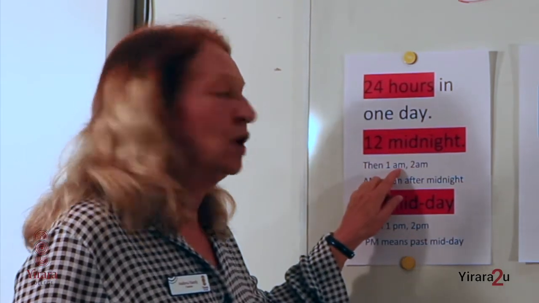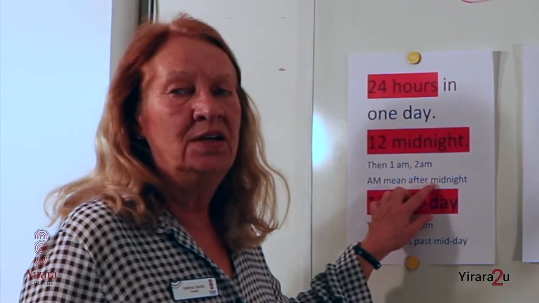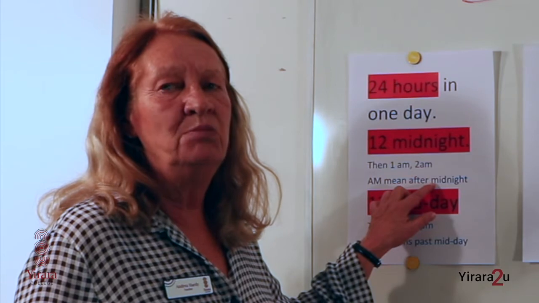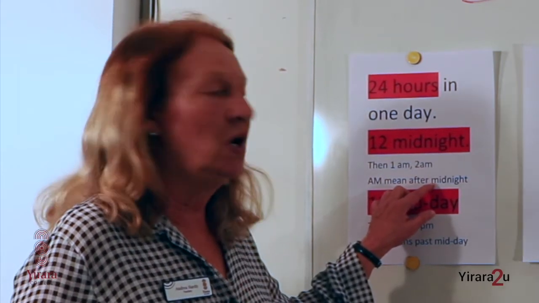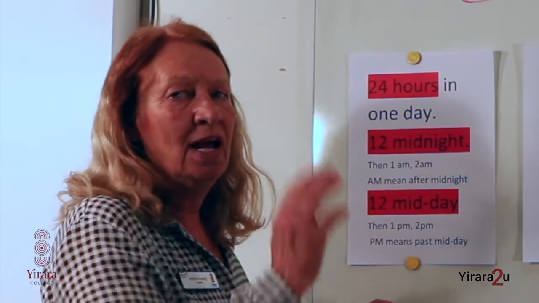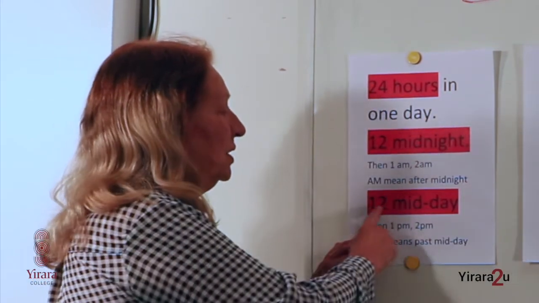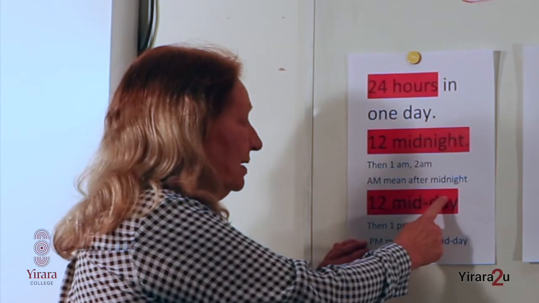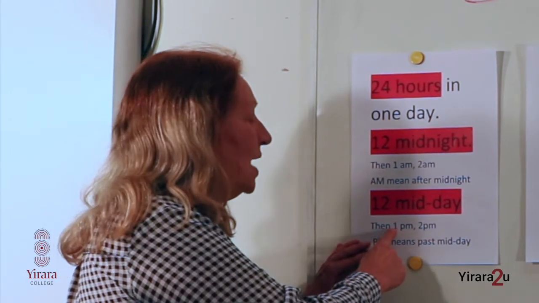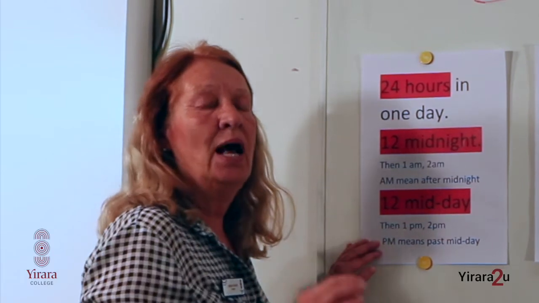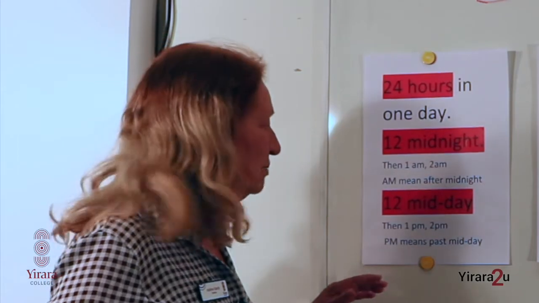And those times are called AM, which means after midnight. So if someone says to you, come and see me at 6 AM, they mean 6 hours after midnight. Now when the clock goes round and it gets to 12 o'clock in the middle of the day, which is half of 24, it's 12 midday. But after that, when it gets to 1, it's called 1 p.m., which is past midday. So there's a difference. Okay, you have to remember that.